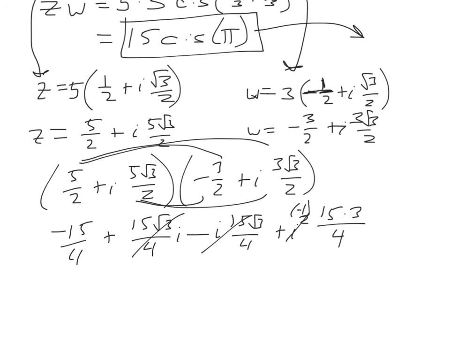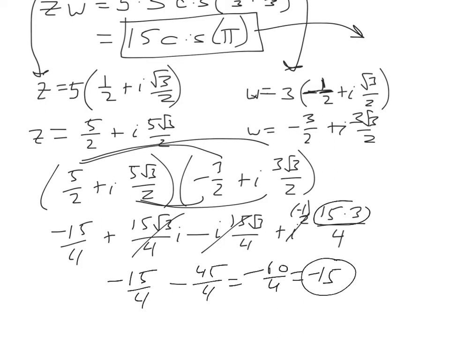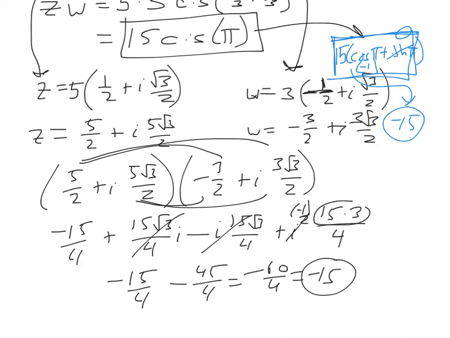Giving ourselves just a little more room here. Negative 15 fourths minus, this is 45, so 45 fourths. That's negative 60 fourths, which is negative 15. So I got negative 15 from that. Now, go back up here and look at what 15 cis pi is. 15 cis pi is going to be 15 times cosine pi plus i sine pi. But sine of pi is 0, and the cosine of pi is negative 1. 15 times negative 1 is negative 15.